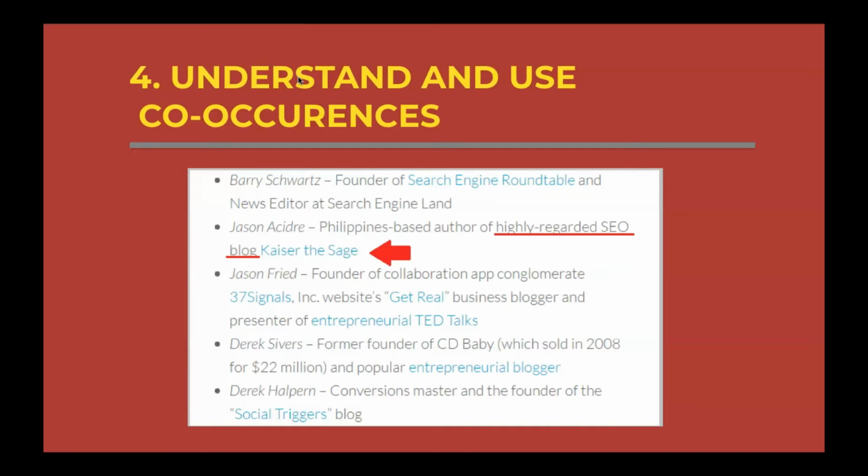One good example here is the co-occurrences within links to an SEO blog, Kaiser the Sage. So instead of using exact match anchor text like SEO blog, Jason Cedra actually got the descriptive anchor text such as the highly regarded SEO blog. And mainly, this is not a link that he built himself, but it's actually an earned link. So it's a blogger who referenced one of his blogs as one of the best resources in SEO.